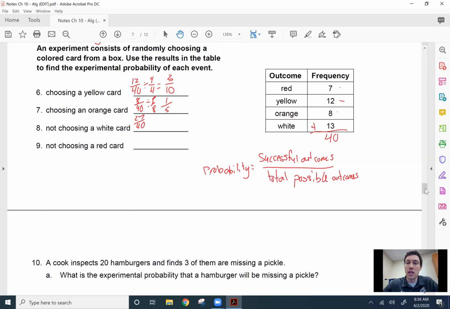And then it says not choosing a red card. So that would be 12, 8, and 13. So 12 and 8 is 20, plus 13 is 33. So it'd be 33 out of 40. And then that doesn't reduce either. So that's my probability of not choosing a red card. Pretty likely, because there's only 7 red cards, so everything else is not choosing one. All right.